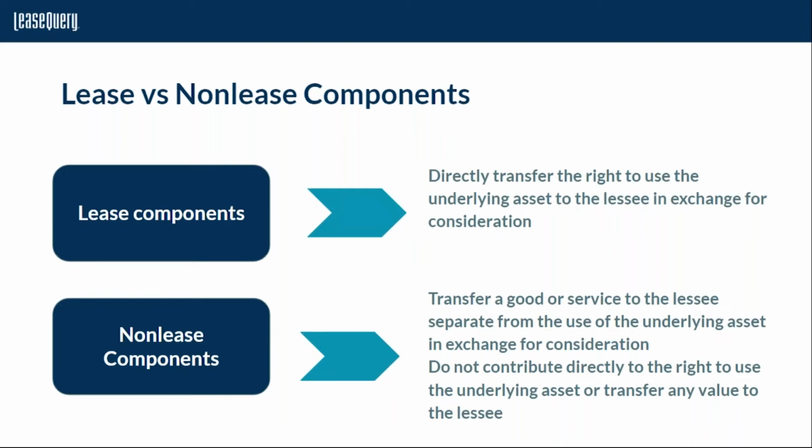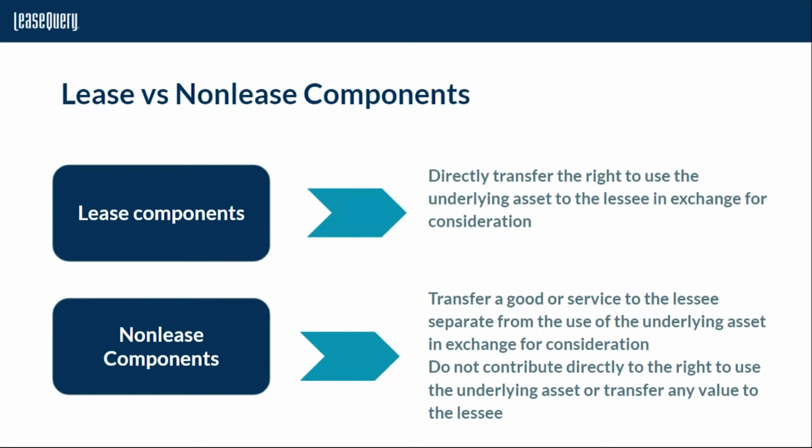A non-lease component is a section of the contract which transfers a good or service to the lessee separate from the use of the leased asset. And there are also non-components. Non-components are payments that do not directly contribute to the right to use the underlying asset and do not transfer any value to the lessee. Typical examples of non-components are property taxes or insurance. These are reimbursements to the lessor and don't factor into the right to use the lease asset or impart any value to the lessee.